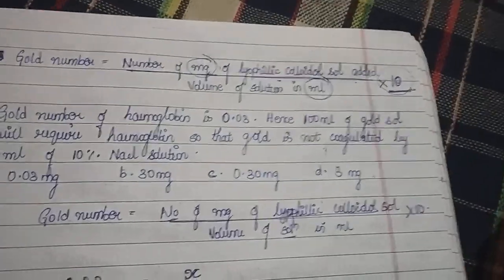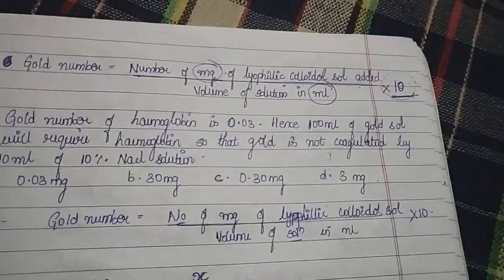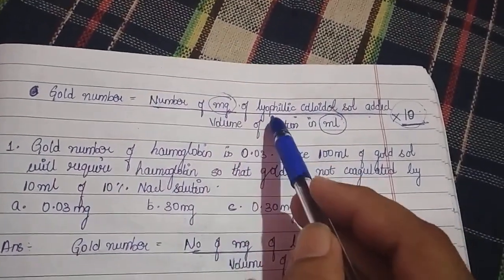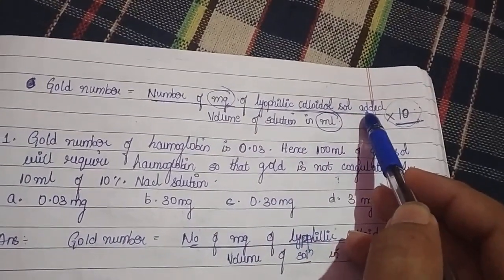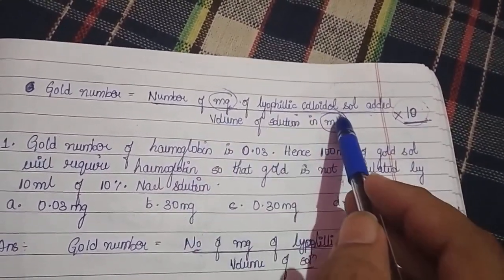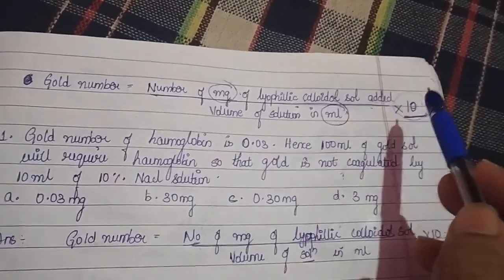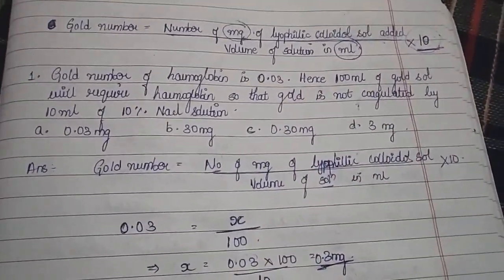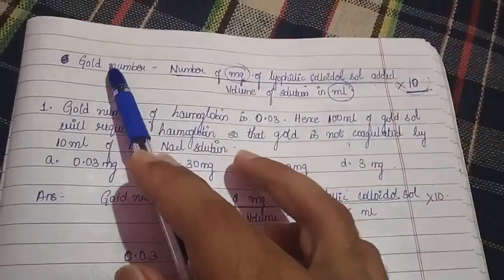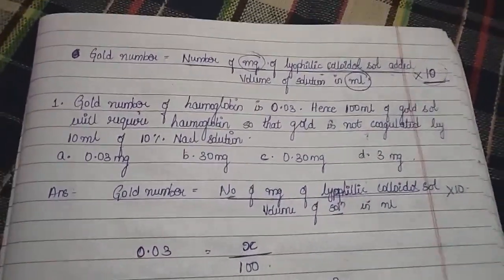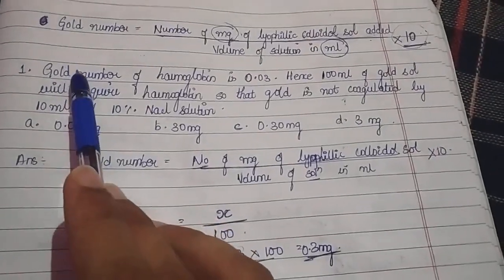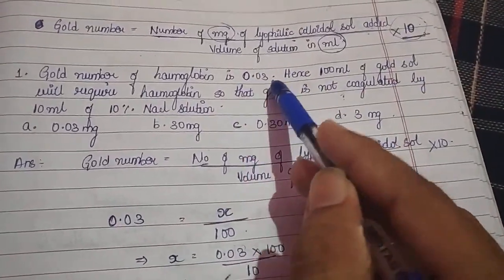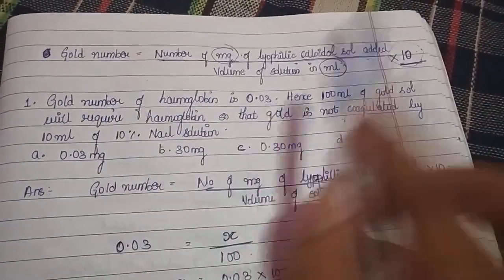Why 10? Because the gold sol we have taken is 10 ml only. That is the reason. Once again I repeat, gold number equals the number of milligrams of lyophilic colloid added divided by the volume of solution in ml, into 10. Very much important. So depending upon this formula, now let us see how to calculate your milligram value or your gold number. So the first important question: they have said the gold number of hemoglobin is 0.03. Okay, they have given the data, the gold number is already given.